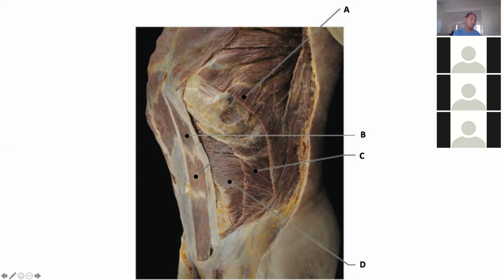The second layer is the internal oblique, running upwards and laterally. The external oblique is running downwards and medially, and the one which is completely horizontal is the transversus abdominis muscle. This is included in the homework portion of the gastrointestinal tract.